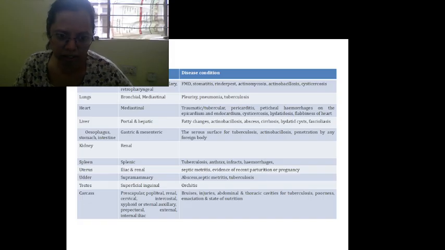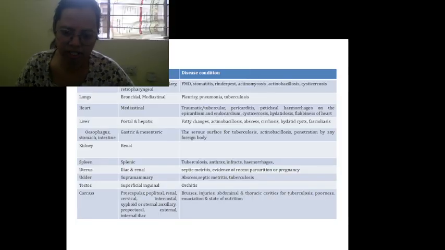Carcass के दूसरे there are other lymph nodes. Which are the other lymph nodes? Prescapular, popliteal, renal, cervical, intercostal, xiphoid or sternal, axillary, prepectoral, external or internal iliac. So what are the disease conditions? Bruises, injuries, abdominal and thoracic cavities for TB, poorness, emaciation and state of nutrition.